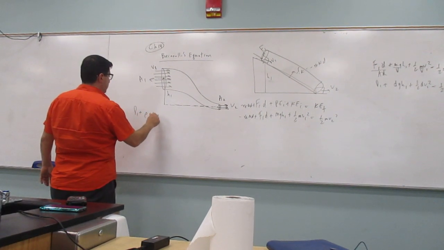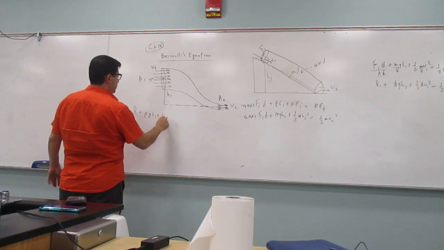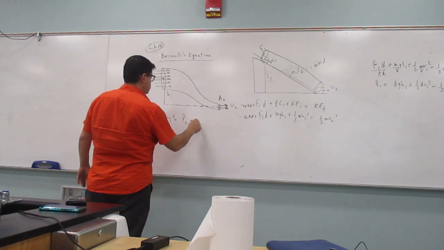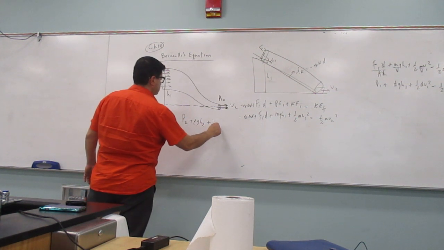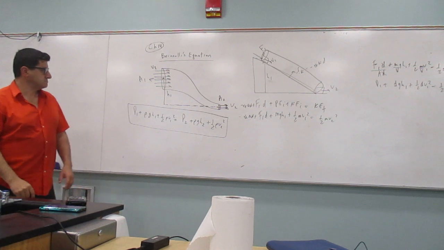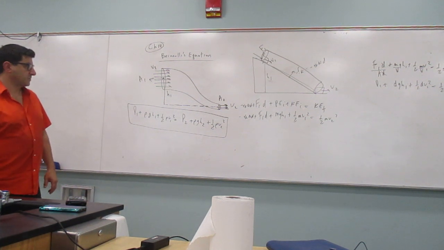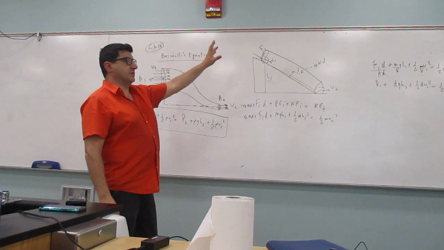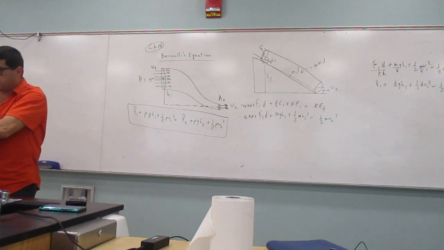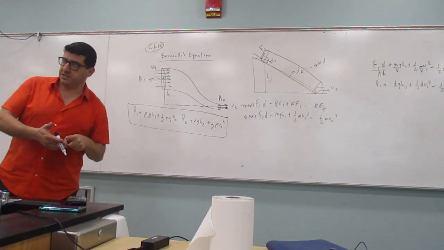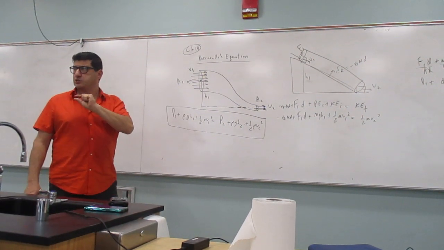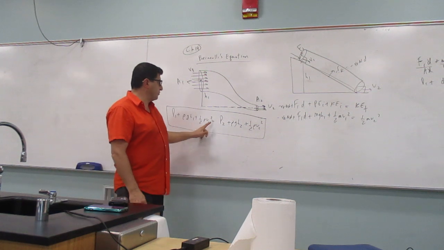Density times g times h1 plus half density times v1 squared. See? That comes from a simple application of kinetic energy, potential energy, and any external force that's helping the block, or friction that's hurting the block. So that's kind of like that. But now we need an extra equation to give us a certain relationship between v1 and v2.